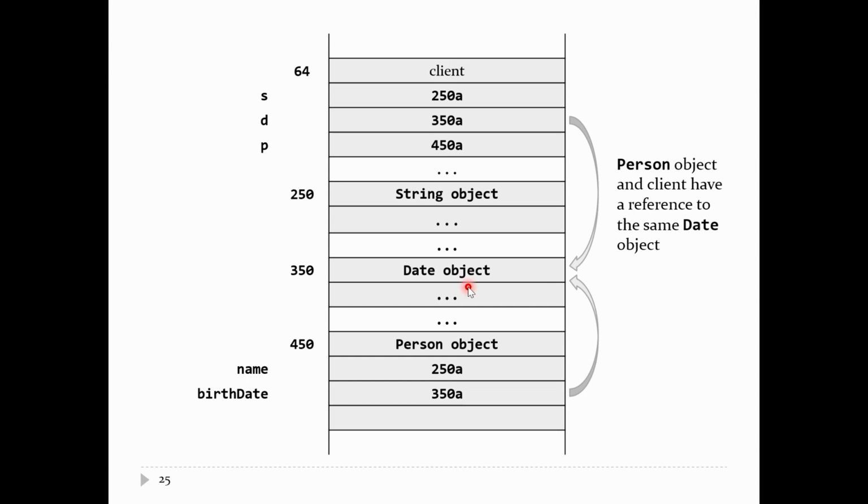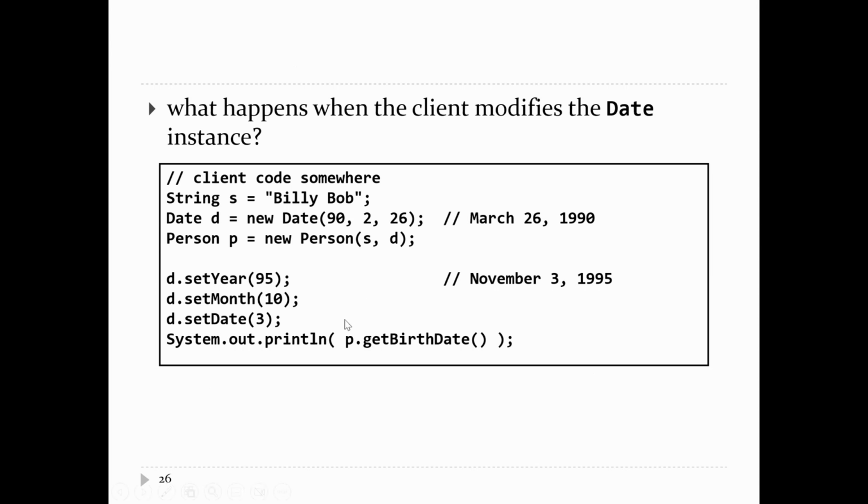Date, however, is mutable. So you can change the state of a date object and make it represent a different date. For example, whoever made that person object can take their date and change the year, the month, and the day. That changes it to November 3rd, 1995. Now if you ask the person object what its birth date is, the birth date changes from March 26, 1990 to November 3rd, 1995.